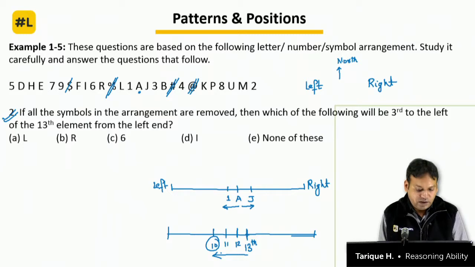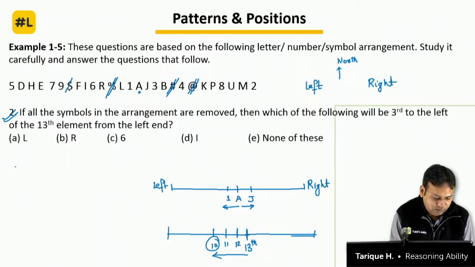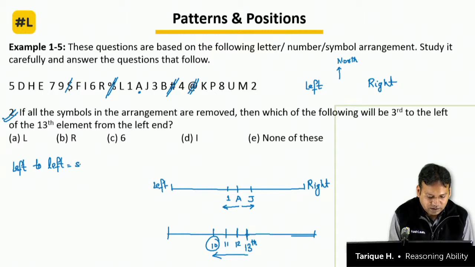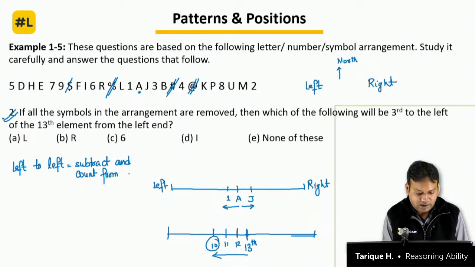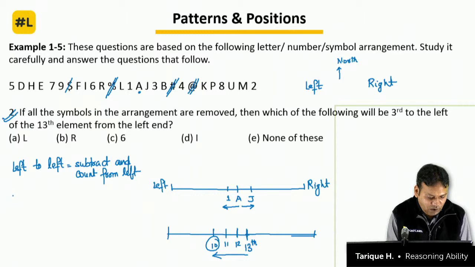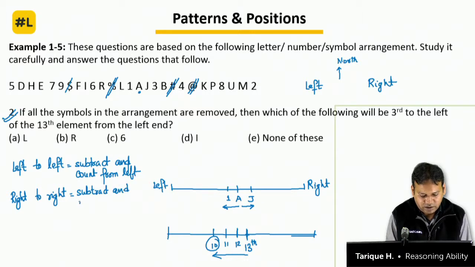So what we should do in this question to solve it faster: when we have left of left, left to left, you should subtract and count from left. If you understand this part, it will save time in the examination. If you have right to right, what should we do? Subtract and count from right.